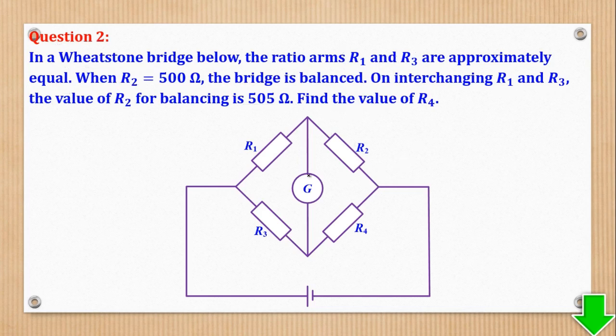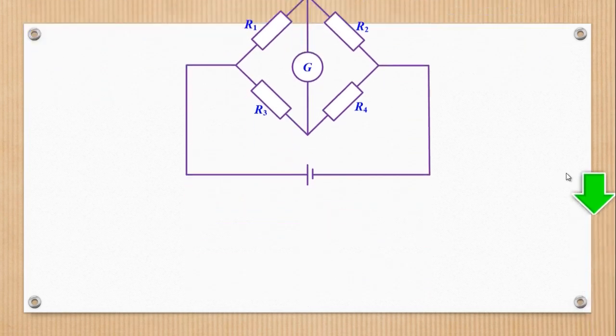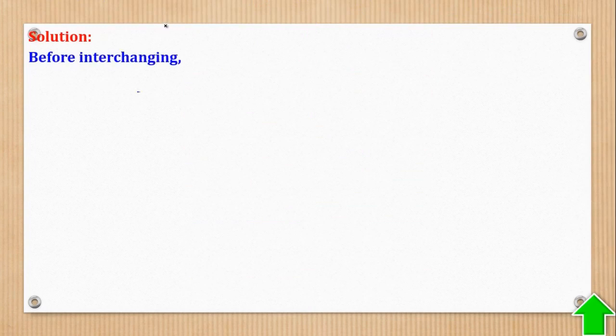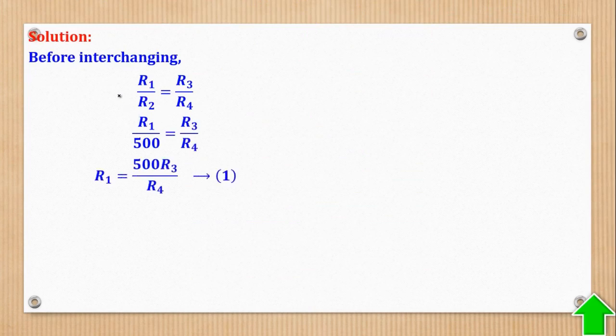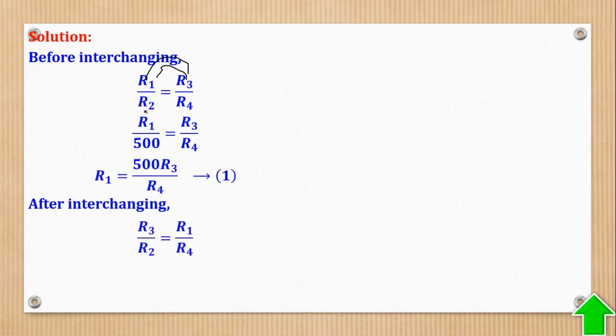So this is the circuit they've given us. Before interchanging, we shall have R1 over R2 equal to R3 over R4. So let's first write that. Before interchanging, R1 over R2 is equal to R3 over R4. So substitute for R2 and make R1 the subject. Then after interchanging, it means that now this one goes here and this one goes here. So we shall come up with that. Then substitute for R2 and cross multiply to give you this.